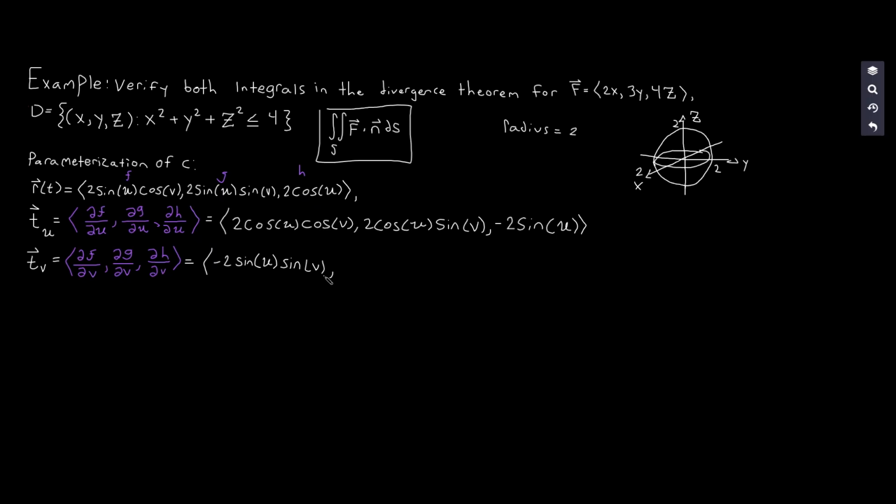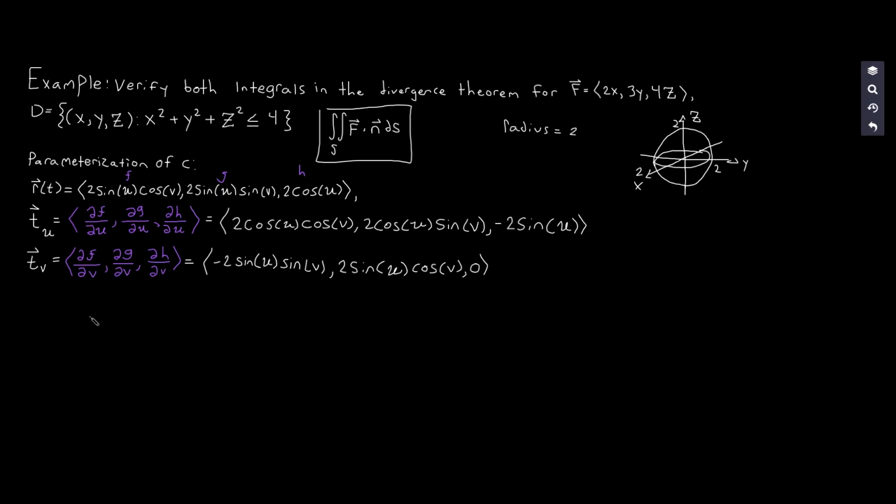And as for the partial derivative of 2 times sine of u times sine of v with respect to v, I think that's going to be 2 times sine of u times cosine of v. And when we take the partial derivative of 2 times cosine of u with respect to v, that's just going to be 0.